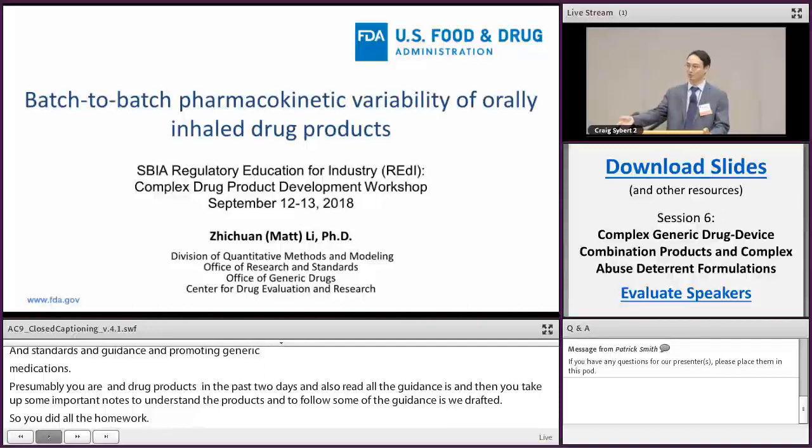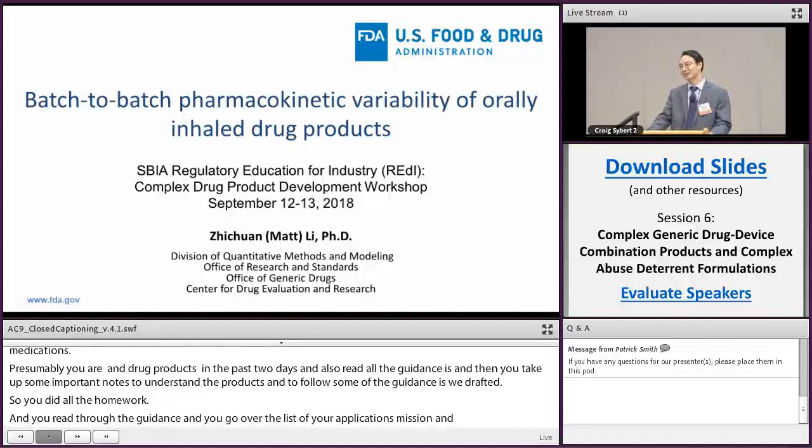Now, you go over the list of your application submission electronic files. You have the module 1, 2, 3. Now you go to module 5. Module 5 is about the clinical studies. And so oftentimes we do recommend the clinical PK studies because it's very sensitive to detect the formulation differences, if any, between the reference and your generic product.